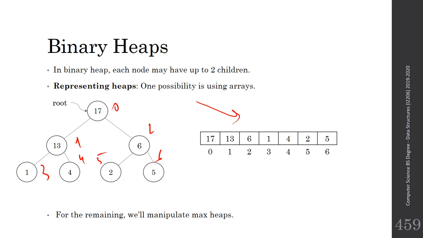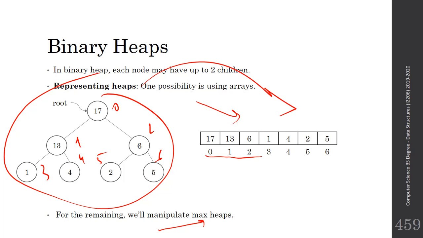In the remaining part, we will just talk about a maximum heap, and the same applies for the minimum heap. And then we will discover some relationships between the indices and, for example, parents, left child, right child, in order to manipulate the heap like a tree. However, we'll be manipulating arrays.